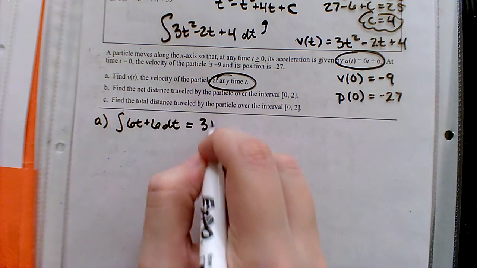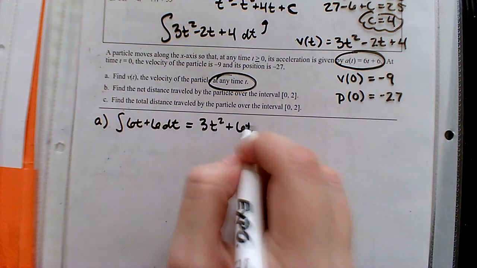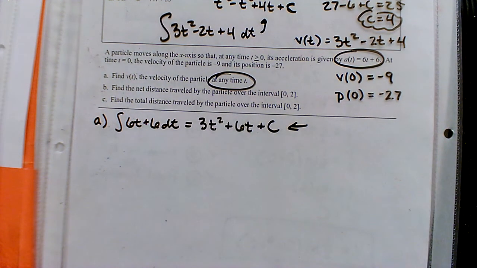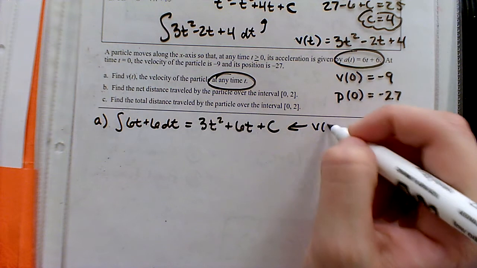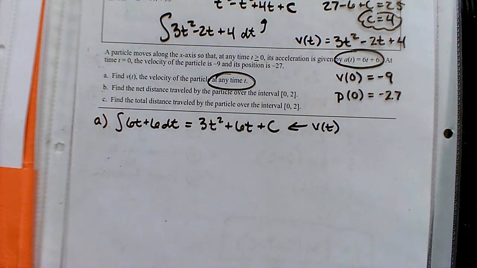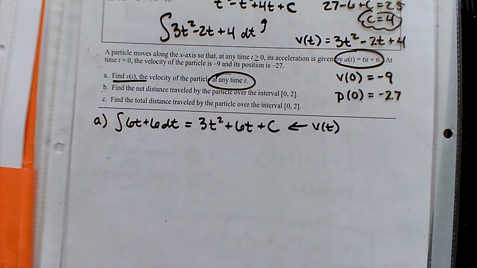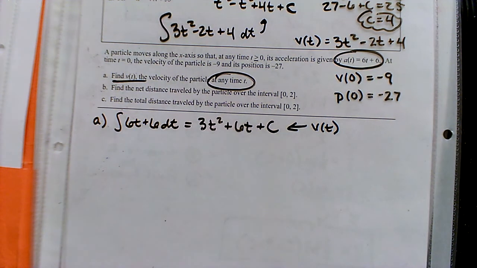So that would be 3t squared plus 6t plus c. And if we work backwards from acceleration, that's representing velocity. So that's a general solution for velocity, but they want the exact. It says find v of t, like the exact solution. So can we figure out what that c value is?